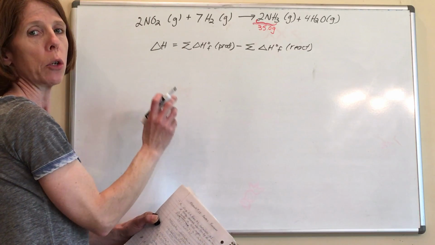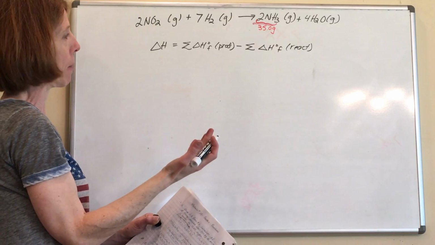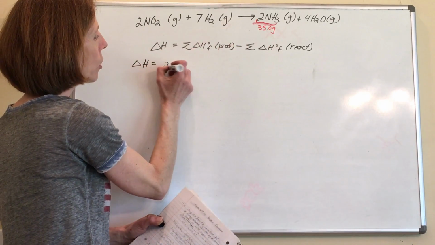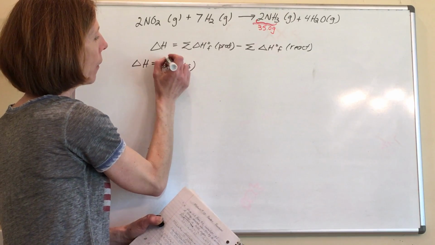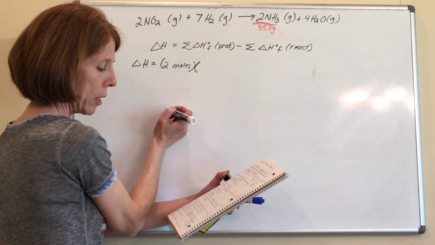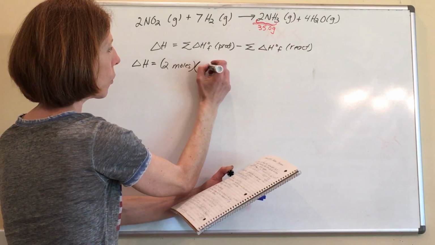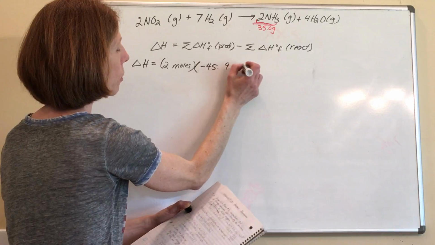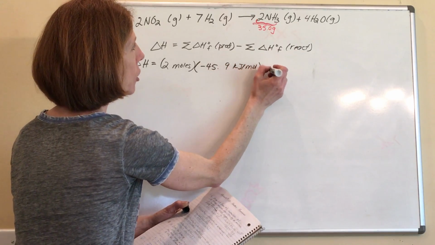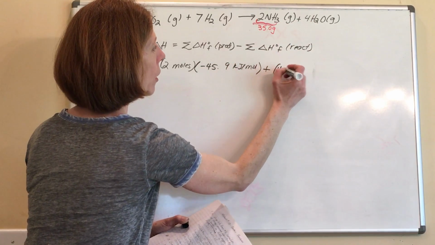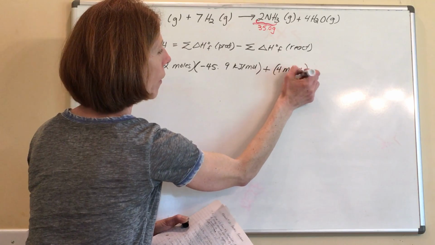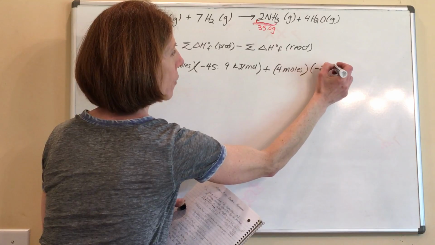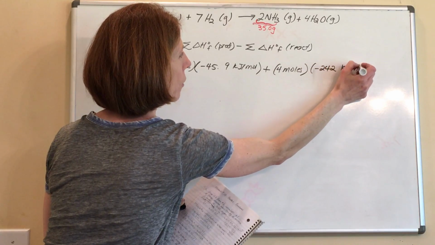Of course, I have to use the table provided in the book. I don't know that off the top of my head. So when I do that, I get a delta H that equals 2 moles of ammonia times negative 45.9 kilojoules per mole. I'm going to add to that my 4 moles of water times the energy associated with its formation, which is negative 242 kilojoules per mole.